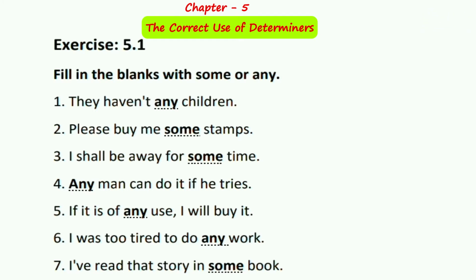Second, please buy me dash stamps, and the correct answer is some because it refers to an affirmative sentence. Third, I shall be away for dash time, and the answer is some. Fourth, any man can do it, dash he tries. Fifth, if it is of dash use, I will buy it, and the answer is any. Sixth, was too tired to do dash work, and the answer is any.